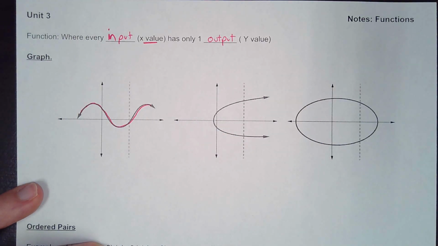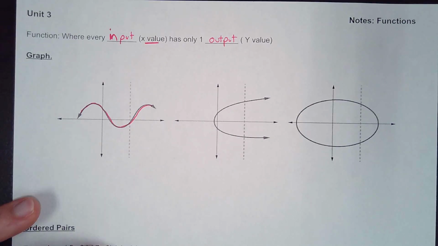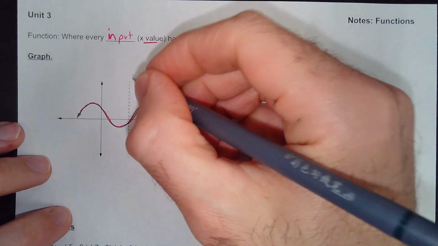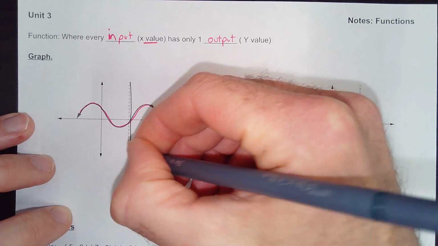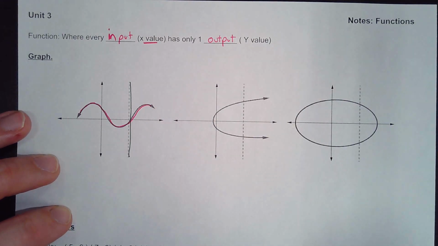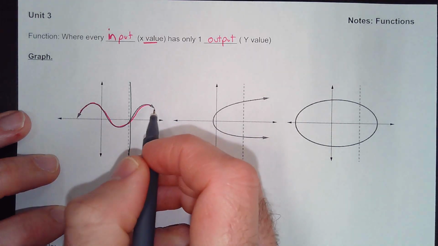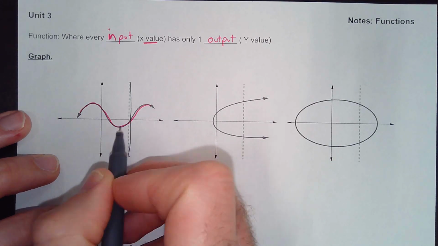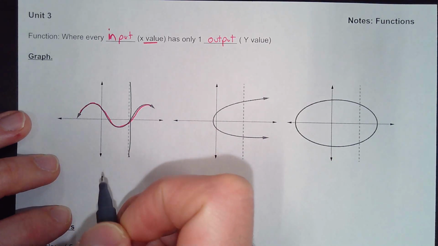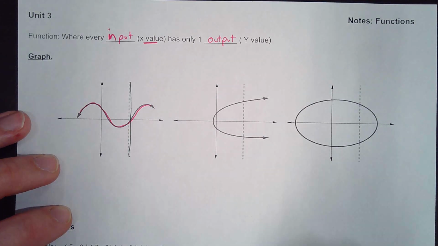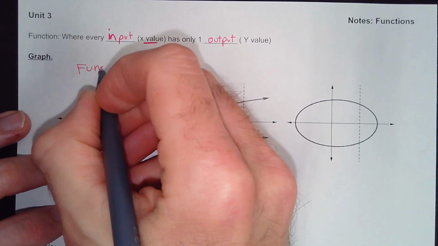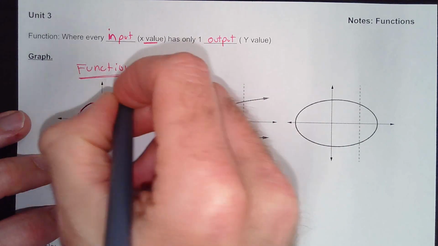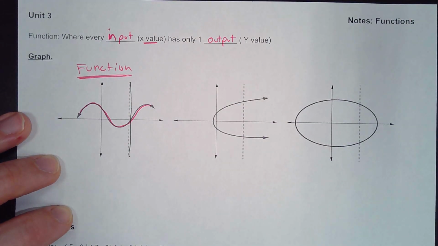When I draw my vertical line here, can I find anywhere on my graph where I can draw a vertical line and it passes through the graph more than once? On this one, I don't see anywhere where I could draw a vertical line and it would touch my pink line, my graph, more than one time. So we would say this is a function. If it passes the vertical line test, it is a function. It's as simple as that.